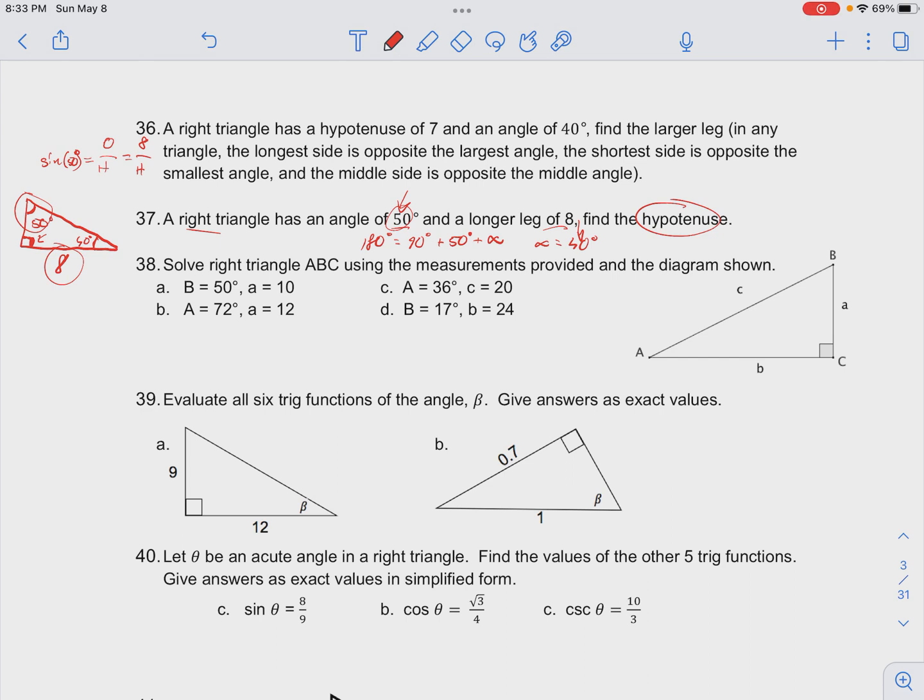Just rewriting this to be a little cleaner, sine of 50 degrees is equal to 8 over hypotenuse. If we rearrange for hypotenuse, we have 8 over sine of 50 degrees. And plugging this into our calculator, we have 8 divided by sine of 50, giving us a hypotenuse of 10.44.